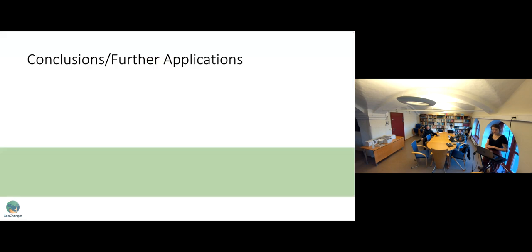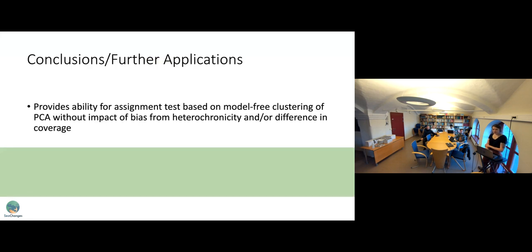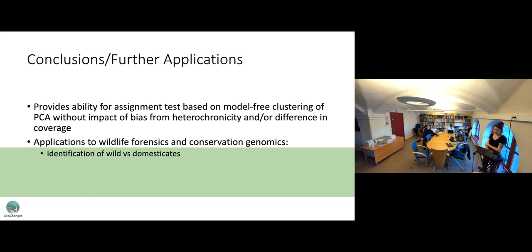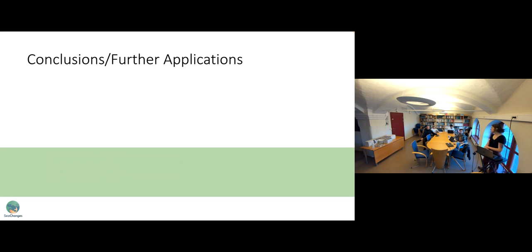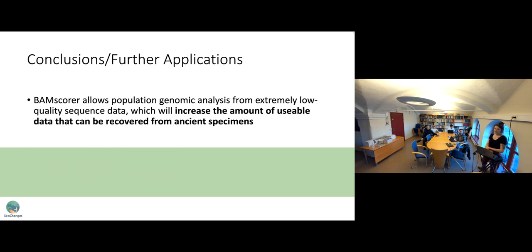So this is a way that we can do assignment tests while getting around this bias of heterochronicity in PCA. And we think that there are some pretty cool applications to conservation genomics and wildlife forensics. But I think probably the biggest application currently is that it increases the amount of usable data that can be recovered from ancient specimens.